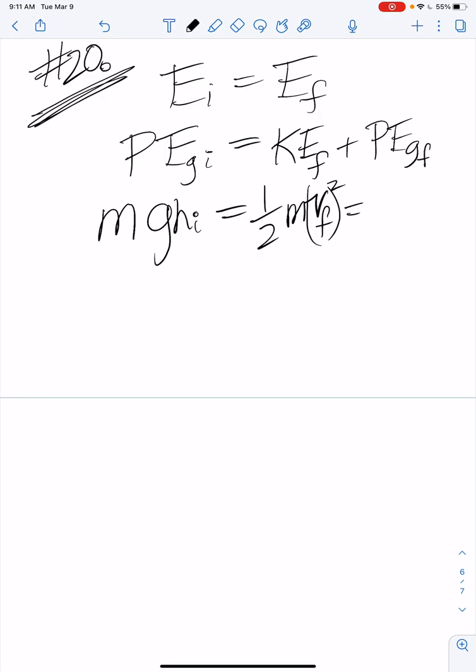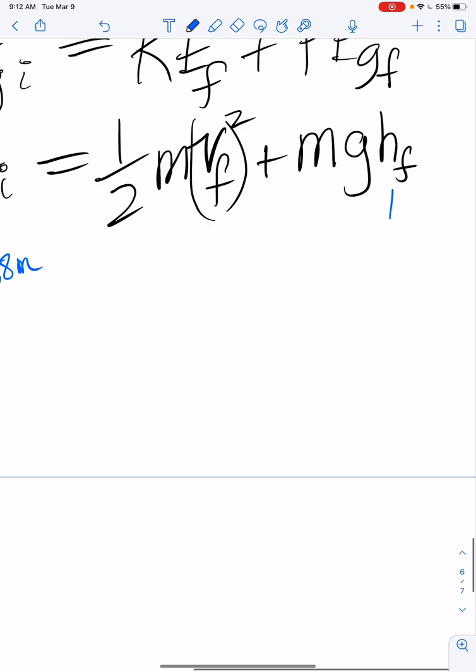plus, and you might say, well, it's not the true VF. VF can be wherever we want it to be, right? It doesn't have to be the final location. Final is just relative, right? We're calling this final. And this is going to be, whoops, I have another equal sign in there. That should be a plus sign. Plus MGHF. So what I want to point out here is this H is going to equal 0.8 meters. This H over here is going to equal 0.4 meters.